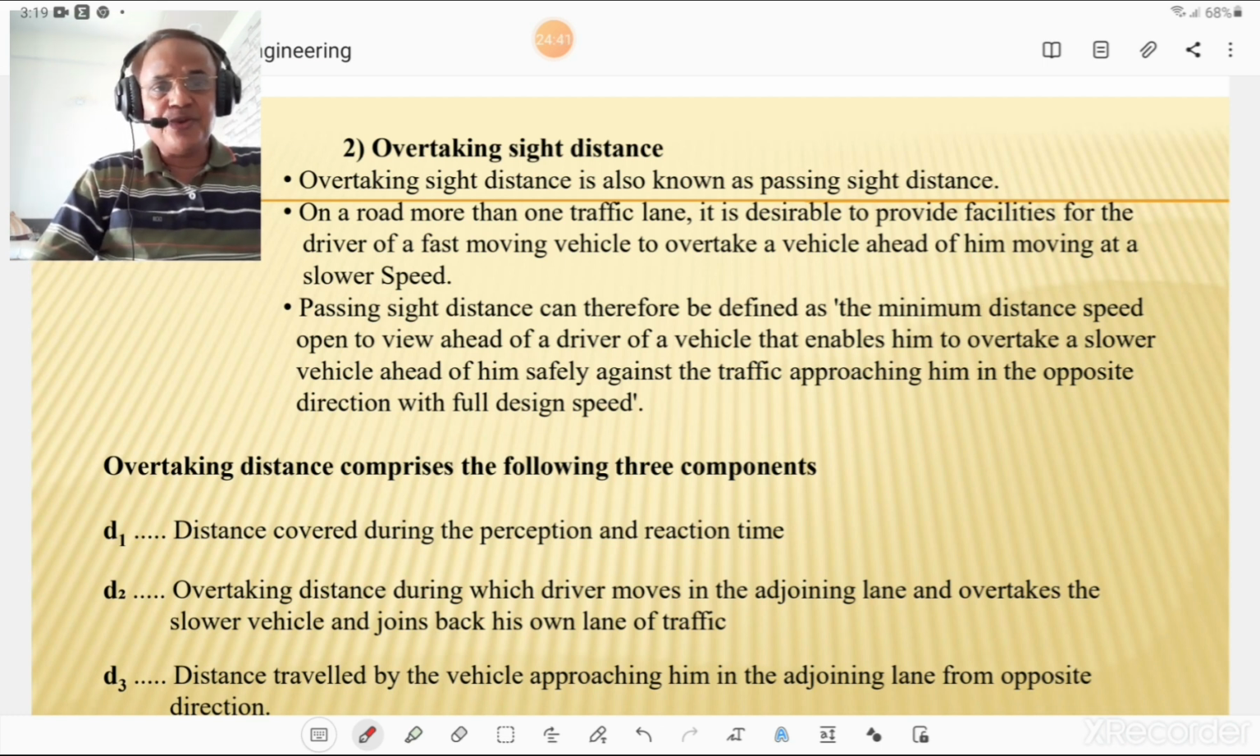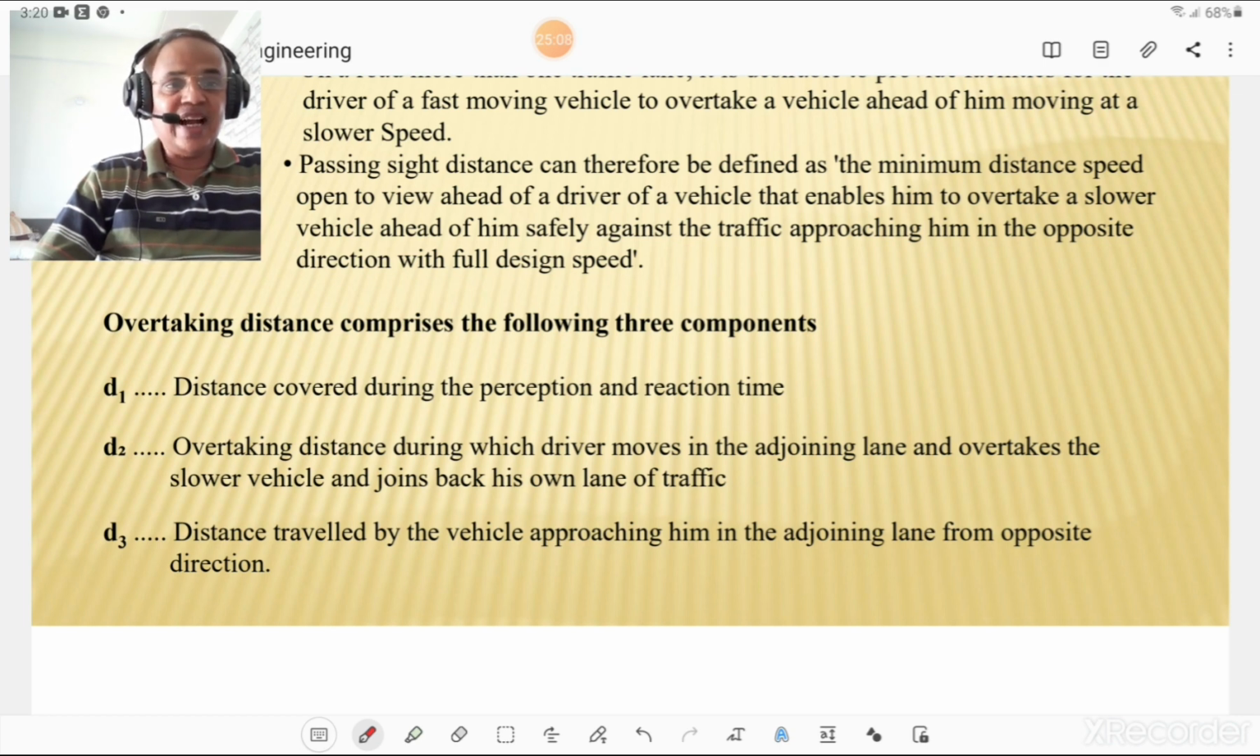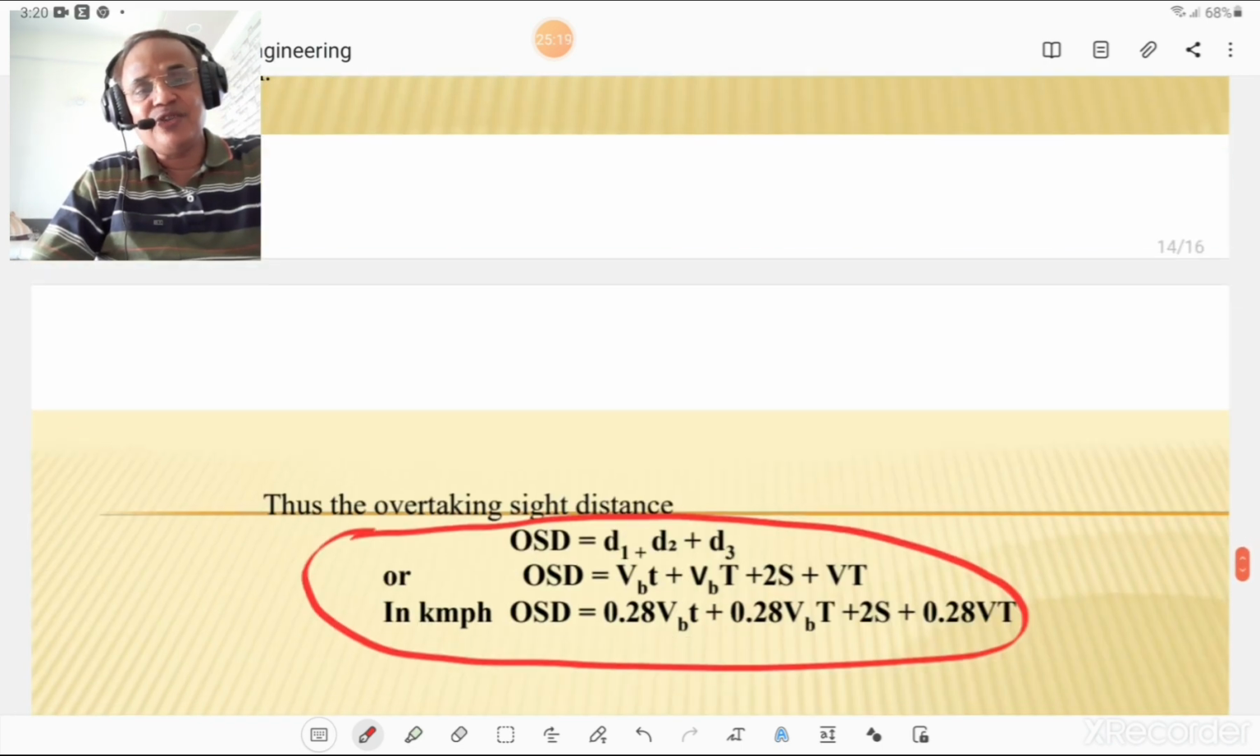So the overtaking distance comprises the following 3 components, that is D1, D2 and D3. D1 is the distance covered during the perception and reaction time. D2 is the overtaking distance during which the driver moves in the adjoining lane, overtakes the slower vehicle and joins back his own lane of traffic. And D3 is the distance traveled by the vehicle approaching him in the adjoining lane from the opposite direction. The combination of D1 plus D2 plus D3 gives us the overtaking sight distance.